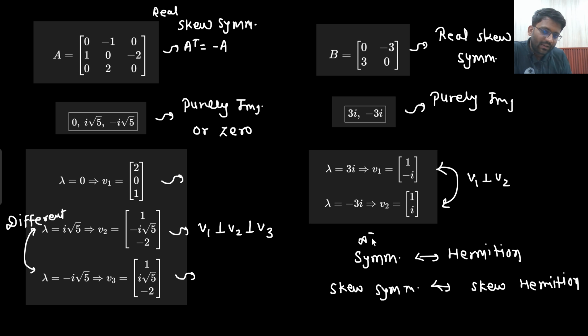Here what was the property? A transpose equals A. Here what is the property? A conjugate equals A. Here what is the property? A transpose equals minus A. Here what is the property? A conjugate equals minus A. Do you remember this friendship? Yes sir, we remember. Right? So whatever the property that was there in symmetric matrix, the same property Hermitian will follow. Whatever the property that is there in skew symmetric, the same property skew Hermitian will follow.